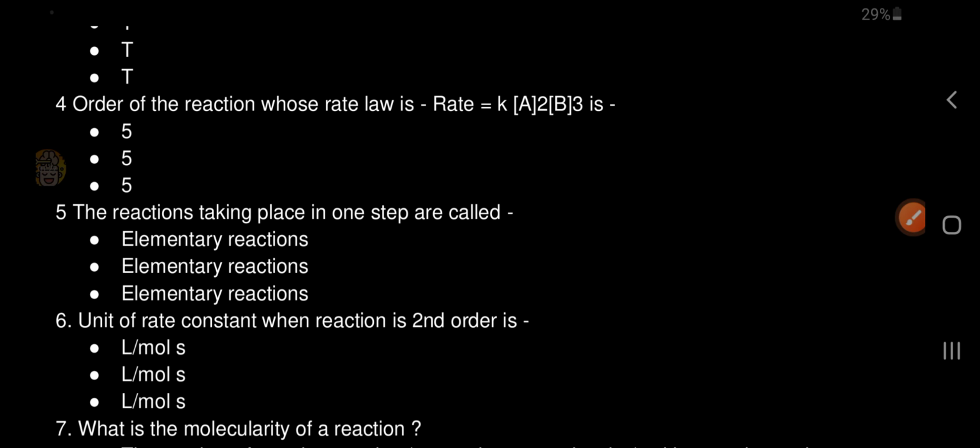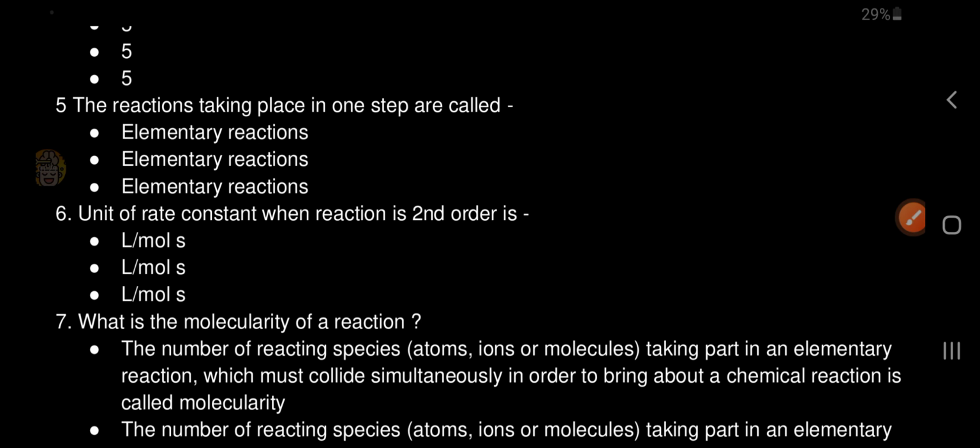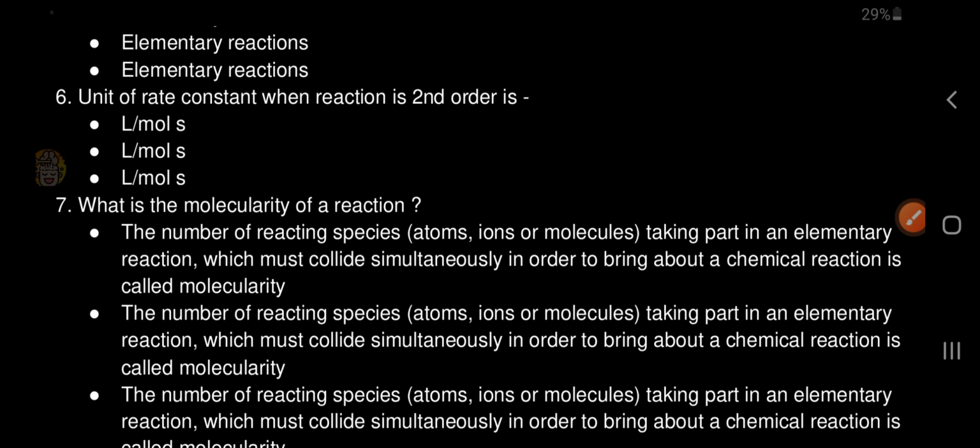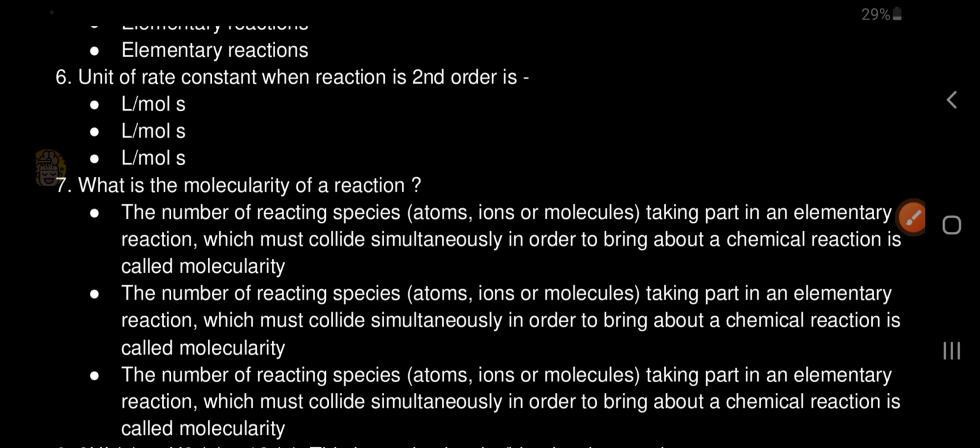Unit of rate constant when the reaction is second order is liter per mole second. What is the molecularity of a reaction?